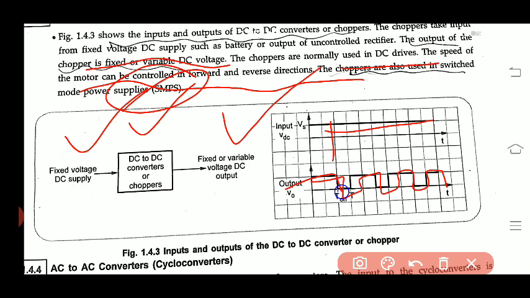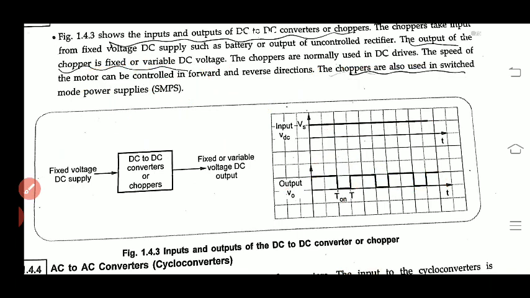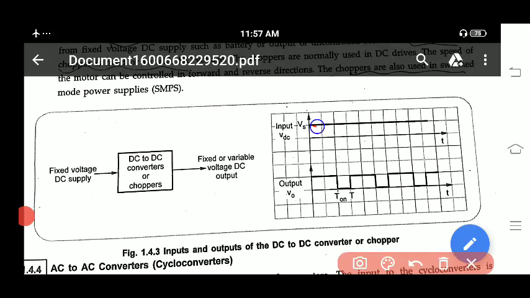Here you can observe that if you are getting a straight line, it means maximum DC. Instead of this, somewhere you will make it off. So because of this, if you want to calculate the output voltage V0, you have to take the average over all this on period and off period. So this average VDC voltage is less than this input voltage VDC. So we will get a lower voltage. This is the step down chopper.